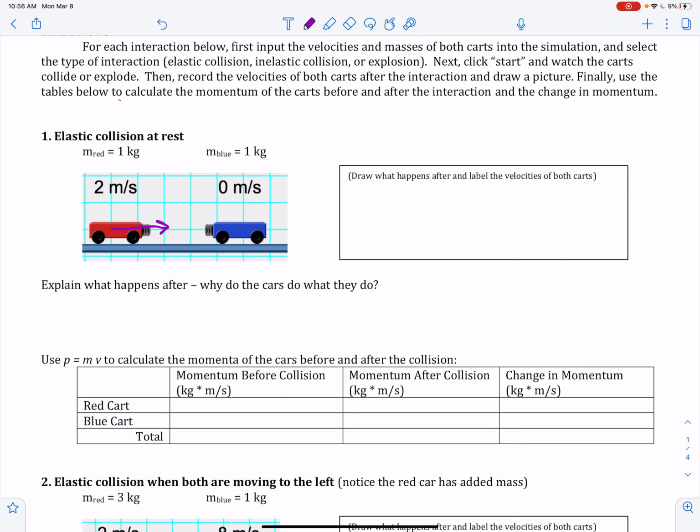And then I'm going to try to draw what happens here after they collide, and then I'm going to label the velocities of both cars, okay?